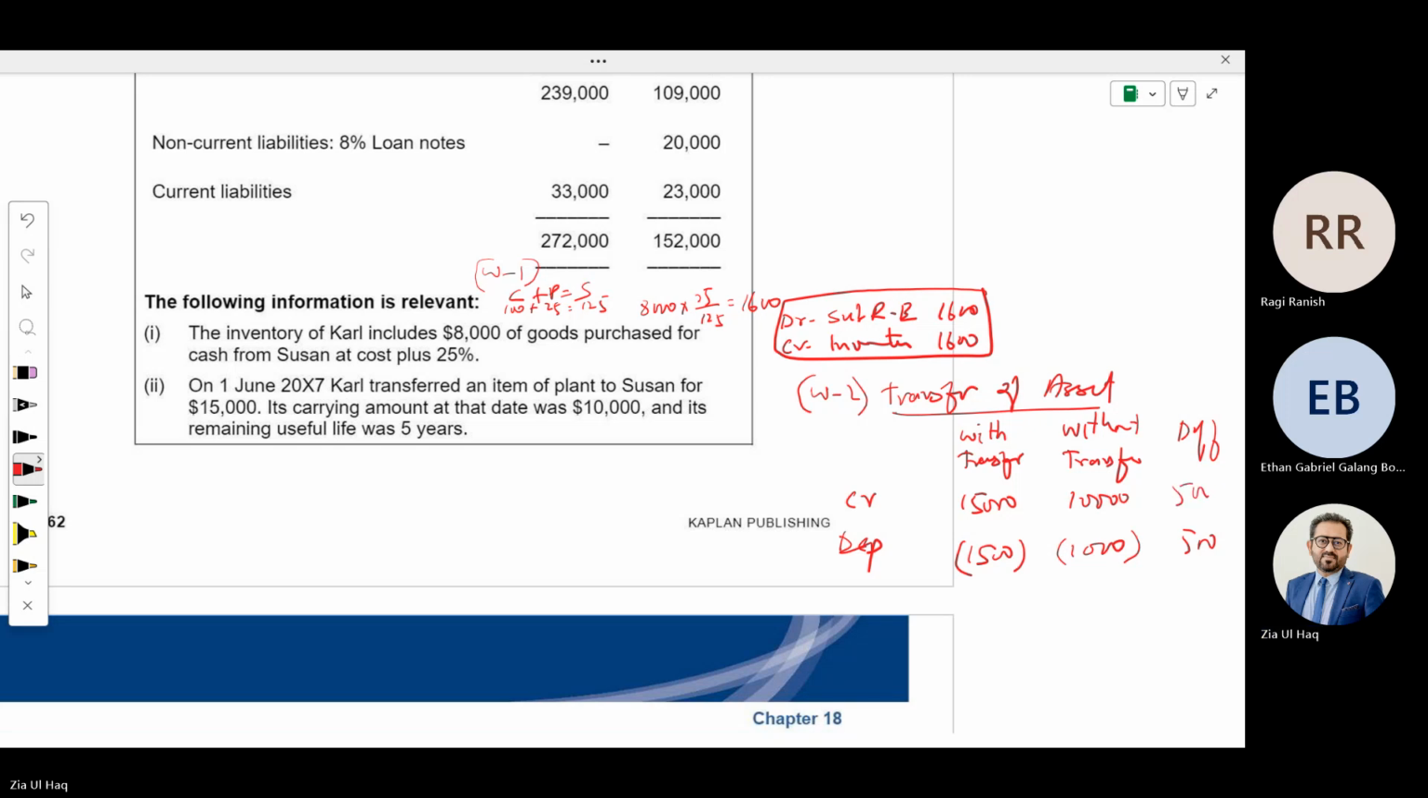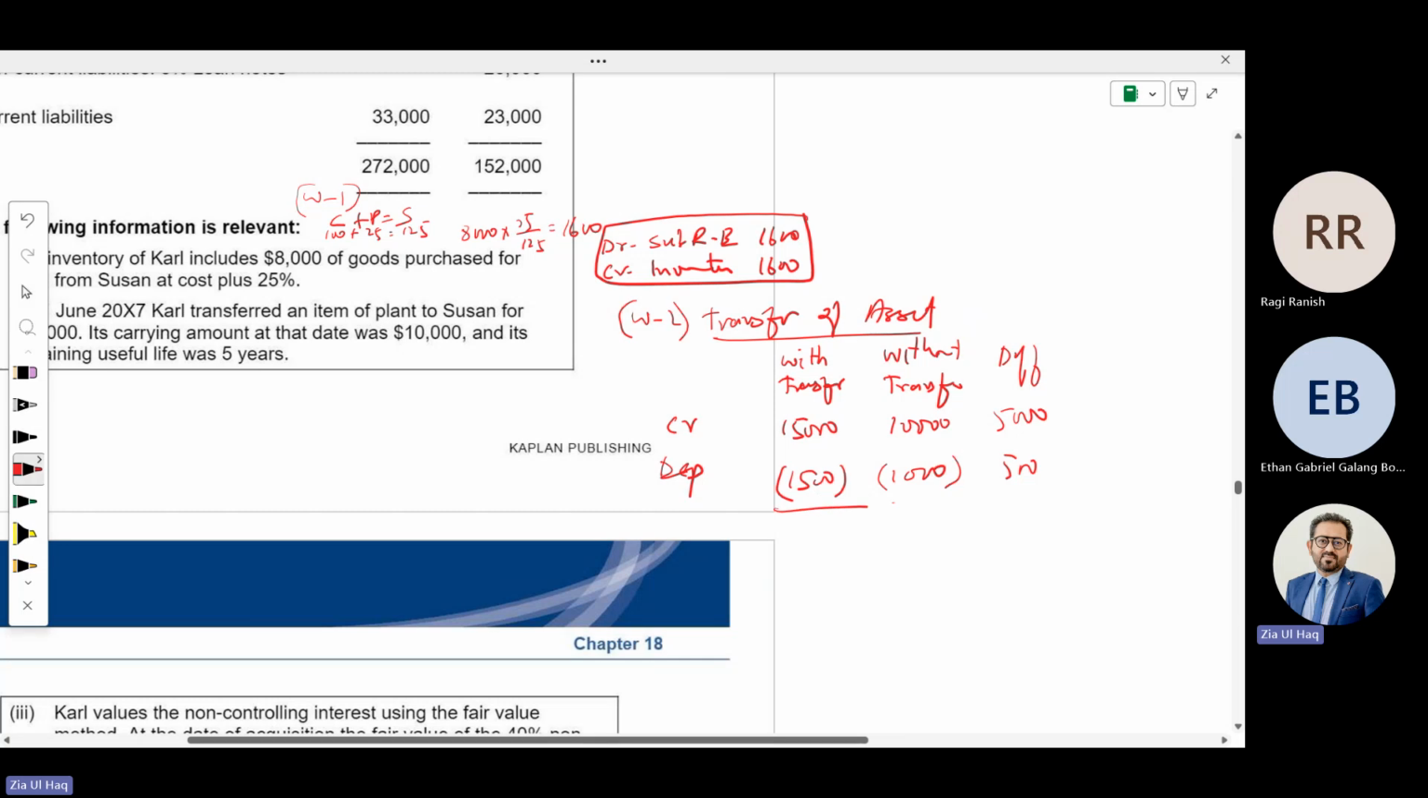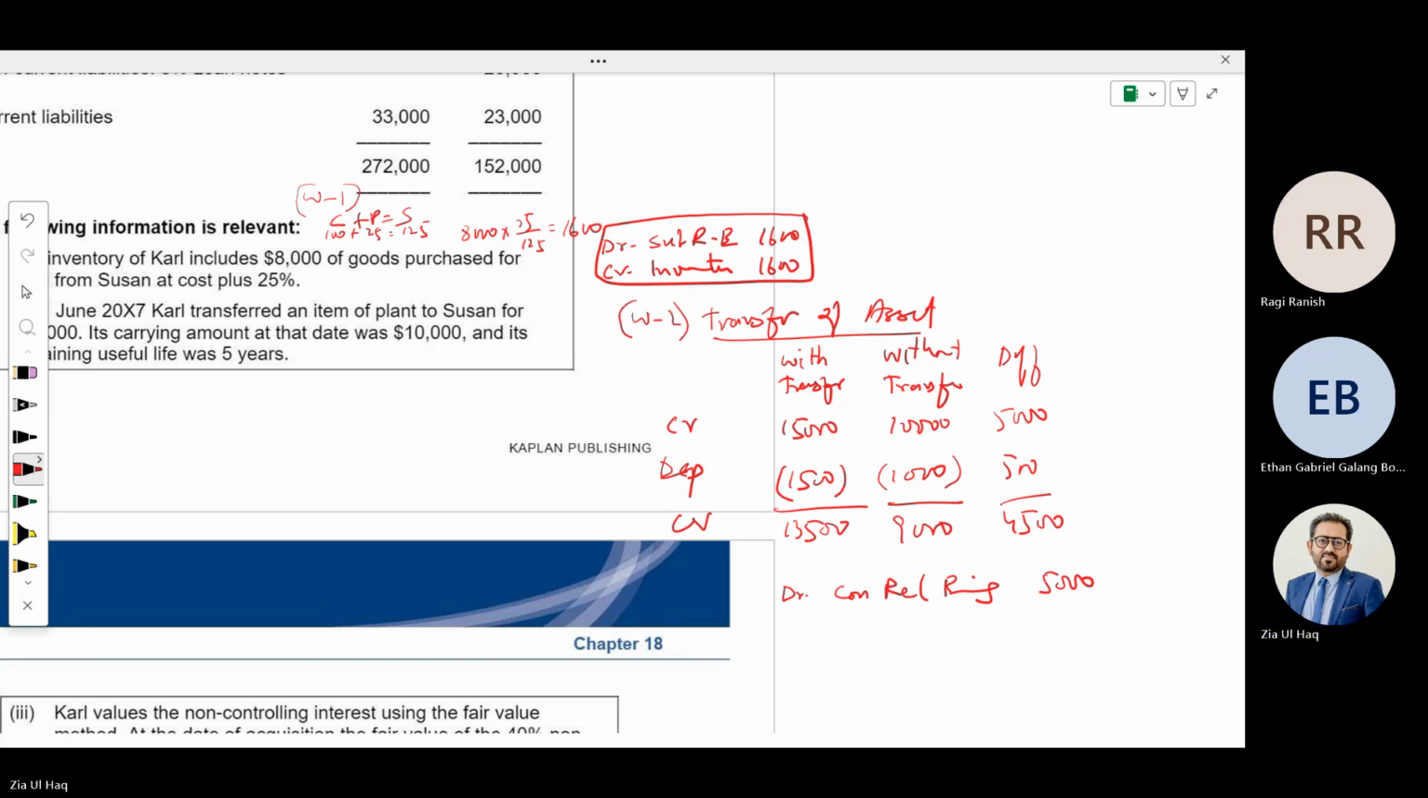And there is a gain of 5,000 recorded. And by how much is the asset carrying value up? This is 13,500, and this is 9,000, so the asset carrying value is up by 4,500. This means we need to record an accounting entry: debit consolidated retained earnings by 5,000 unrealized profit. That is in the parent company, not in the subsidiary. We need to credit the asset, property, plant and equipment, by 4,500. The asset carrying amount is up by 4,500.